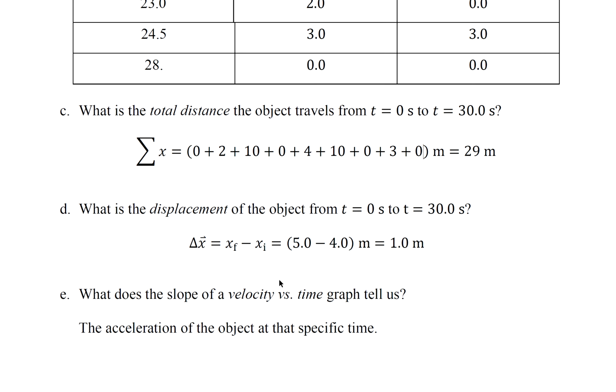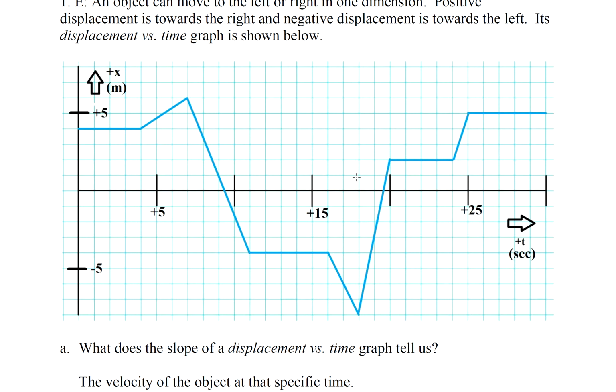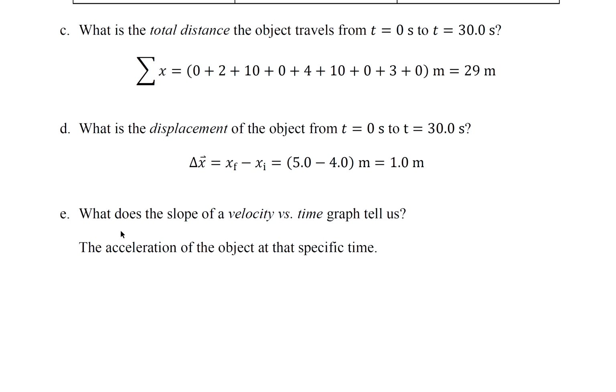What's the displacement of this object from 0 to 30 seconds? Well, that's going to be the final position minus the initial position. So the final position is 5, the initial position is 4. So 5 minus 4 is 1. What does the slope of a velocity versus time graph tell us? It tells us the acceleration of the object at that specific time.